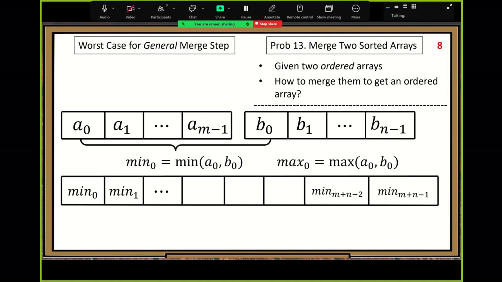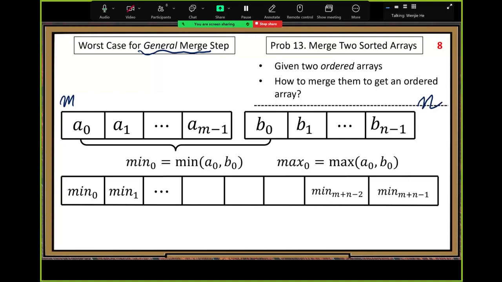Now, we want to consider the worst case for the general case. What's the general merge step? This time, we do not require the A subarray and B subarray to have an equal number of elements. The A subarray has m elements, the B subarray has n elements. The numbers could be different. That's the general merge step. In the real world, we may need to do the general merge.